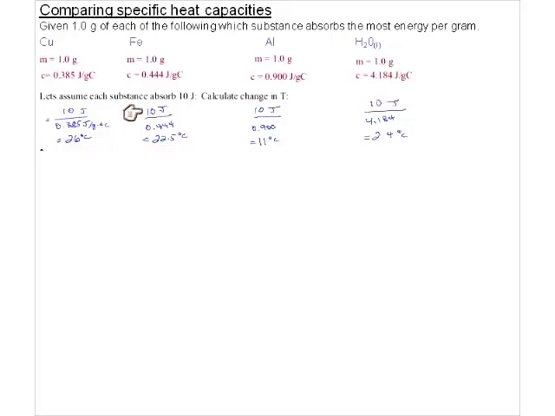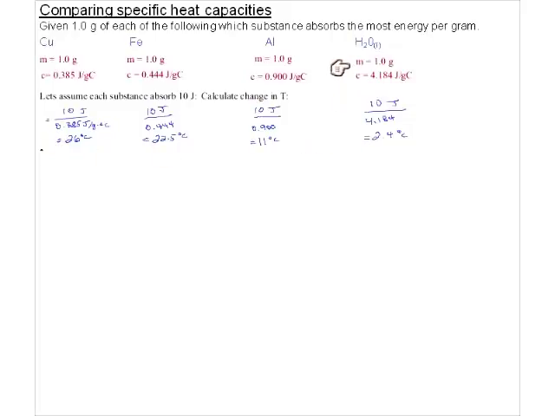If we look at iron, which has a higher heat capacity, the same amount of iron absorbing the same amount of energy is only going to change its temperature by 22 degrees. So it's going to stay colder. It's going to be cooler. The aluminum, which has an even higher heat capacity, for absorbing 10 joules of energy is only going to change its temperature by 11 degrees. That's not going to get very hot at all. All right? So the temperature change here is less than half of what copper is changing.